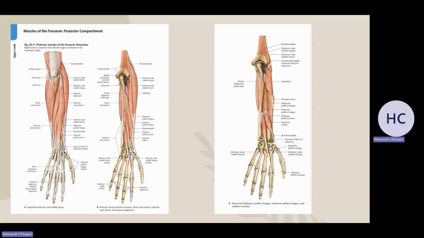You can see the flexor as well here. Don't confuse it. This is the Anconeus, flexor, extensor is here. Extensor and inserts into base of fifth metacarpal.